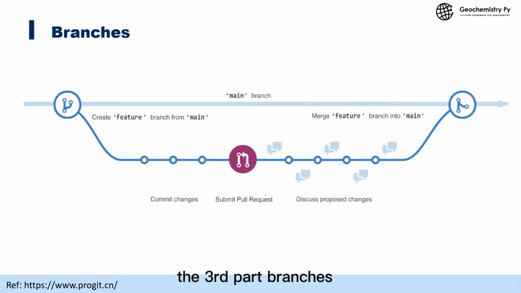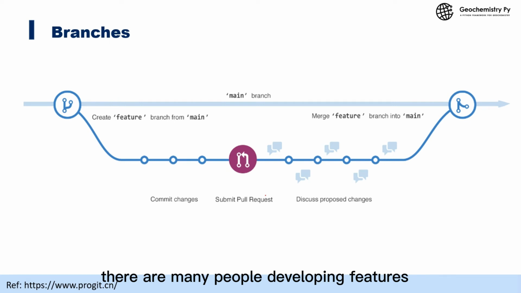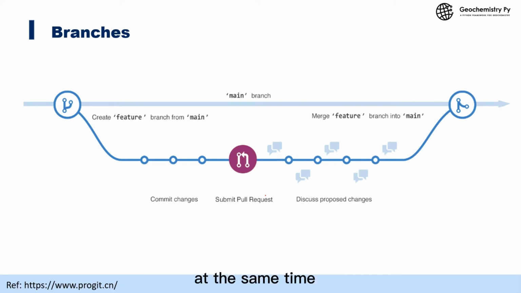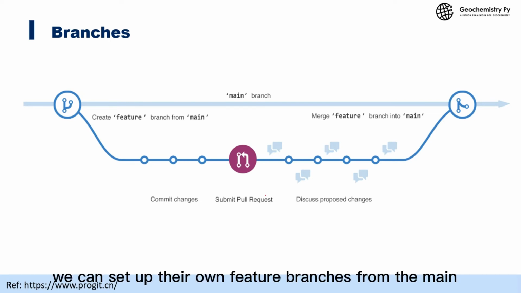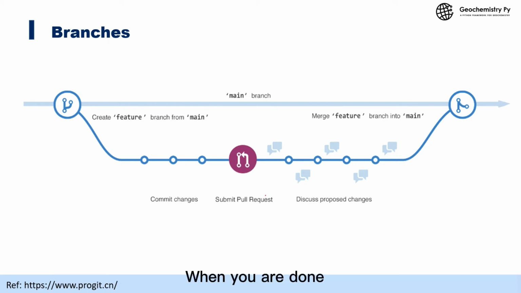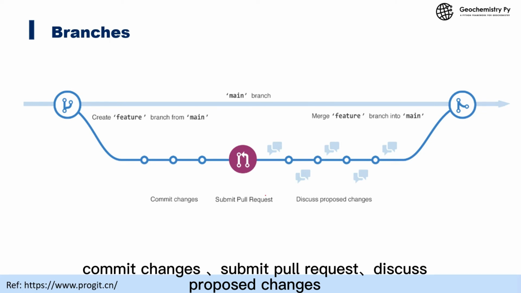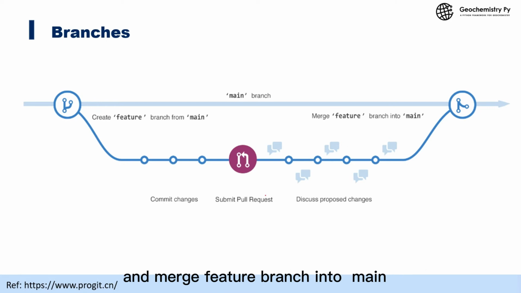The third part: branches. When developing a project, there are many people developing features at the same time. In order not to be influenced by other developers, we can set up our own feature branches from the main. When you are done, commit changes, submit a pull request, discuss proposed changes, and merge the feature branch into main. The history of each commit is saved. When a problem occurs, it is much easier to locate and modify.